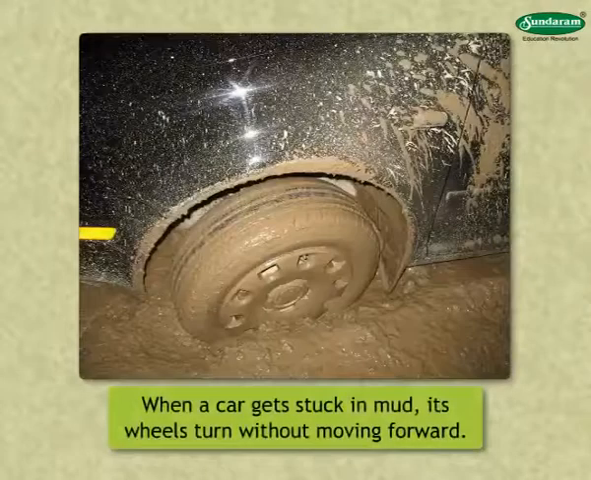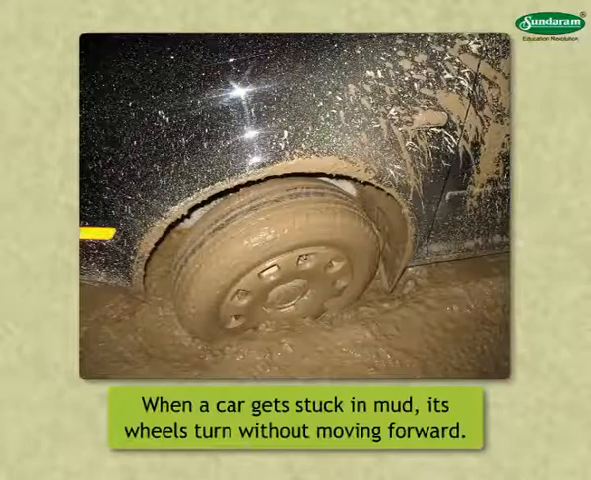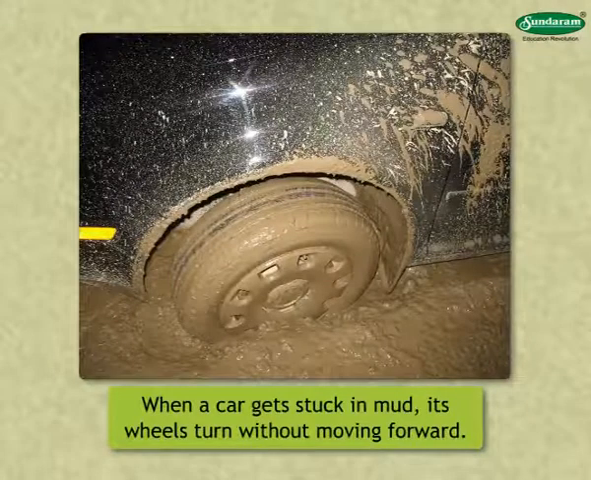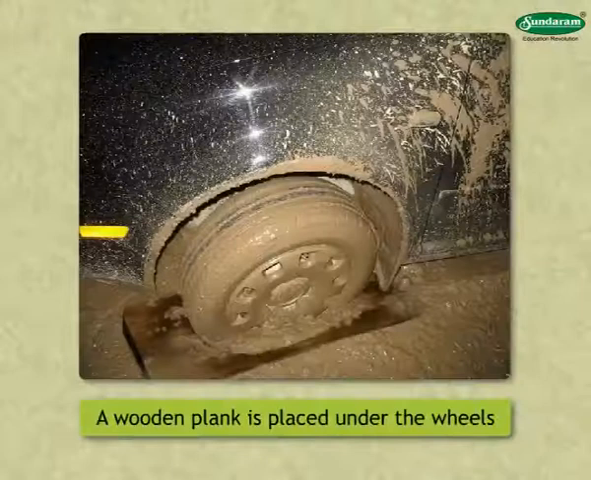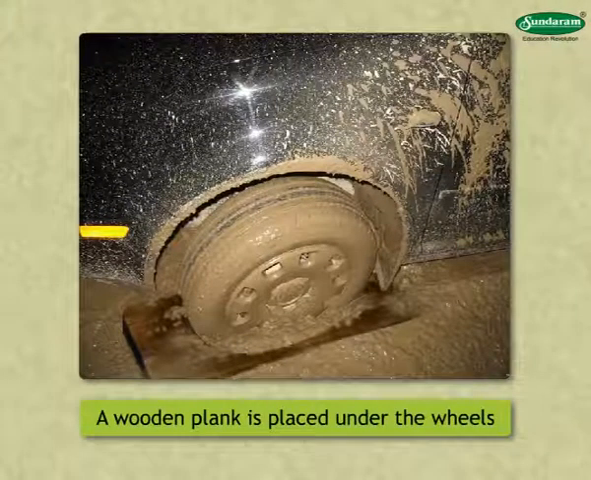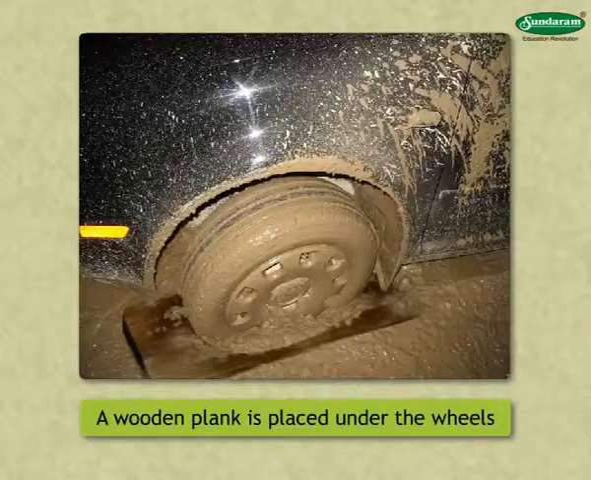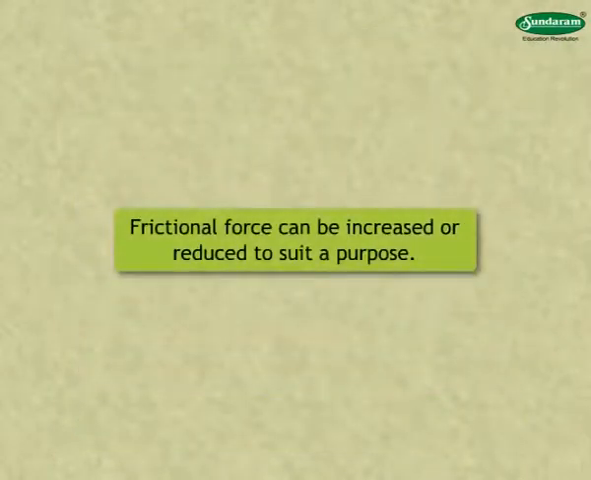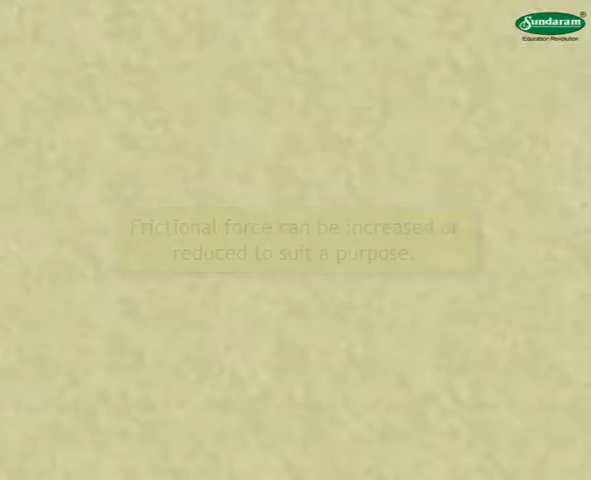When a car gets stuck in mud, its wheels turn without moving forward. At such times, a wooden plank is placed under the wheels so that friction increases. This helps the wheels to come out of the mud. In short, frictional force can be increased or reduced to suit a purpose.